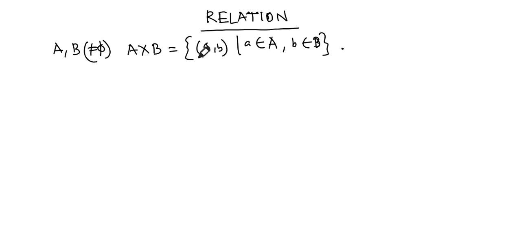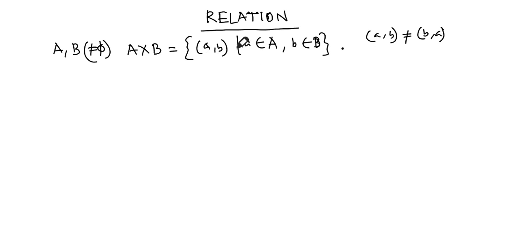Why do we call this an ordered pair? Because (a, b) and (b, a), these two pairs are not equal, because there is an ordering in the places where a and b are. So if a is in the first place and a is in the second place, these are two different pairs. So these are called the ordered pairs.